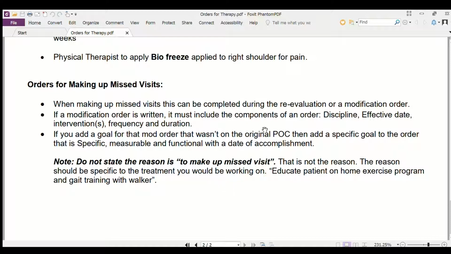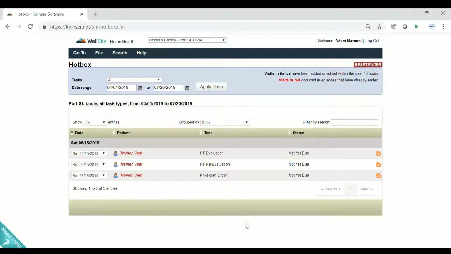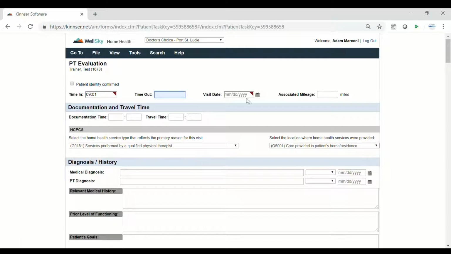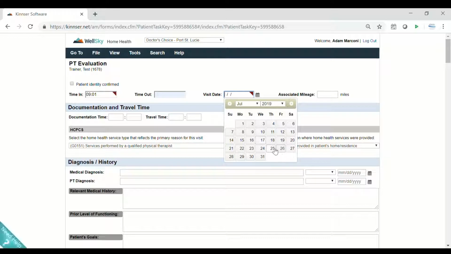Now let's take a look at our EMR system and how you complete orders within the system. Now we're going to take a look at our computer system and how to write orders within the documents. So for therapy, you're going to have an evaluation, a reevaluation, or a modification order. When you do your therapy evaluation, that is going to become an order in itself. You don't have to write a separate order after the evaluation.